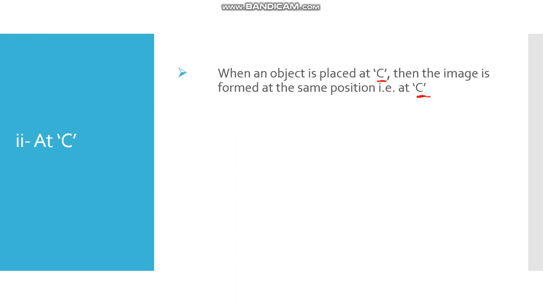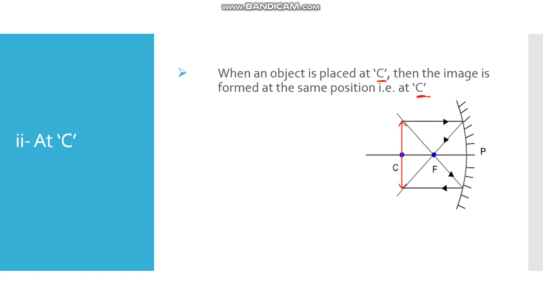So here is the ray diagram. Again in this ray diagram you can easily see that this is our object, and light is being emitted from this object, and after reflection the image is formed again at the same position. Here you can see it is the common point, center of curvature.